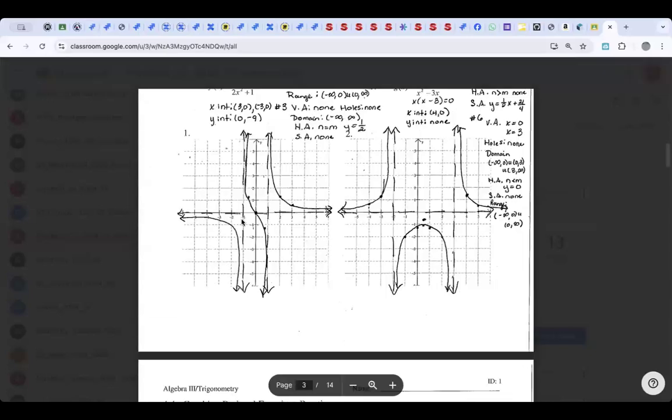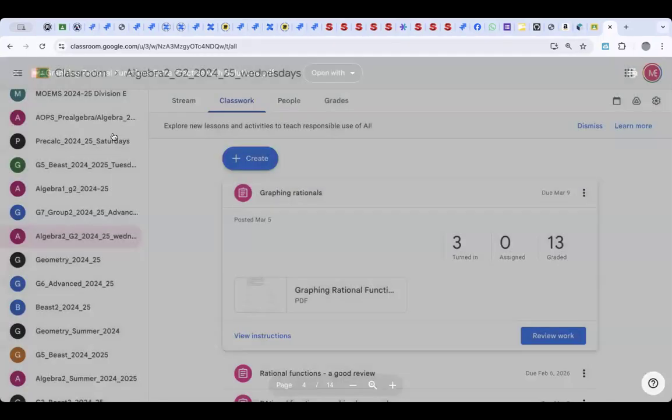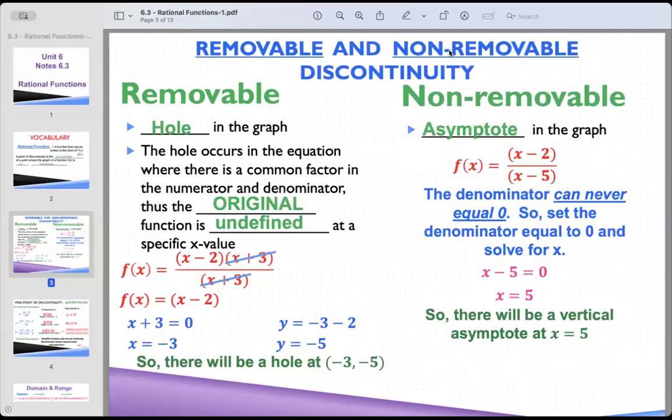Tell me. That's not the PDF I sent you. Oh, graphing rationals. I know, sorry. Then what is this? 6.3, right? Where are you confused? I can't see your screen, Auntie. Are you able to see? Yeah, what is your question on this?